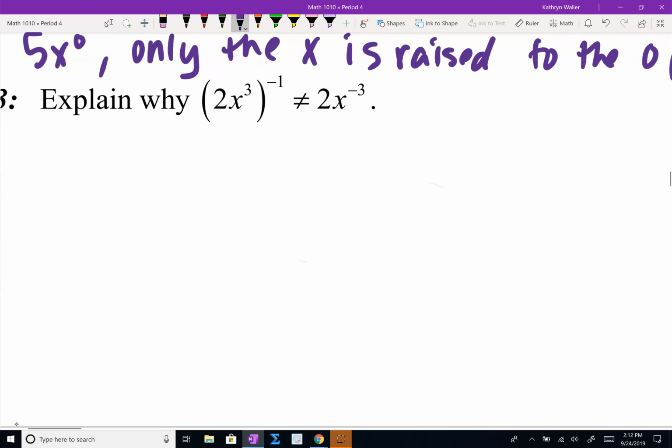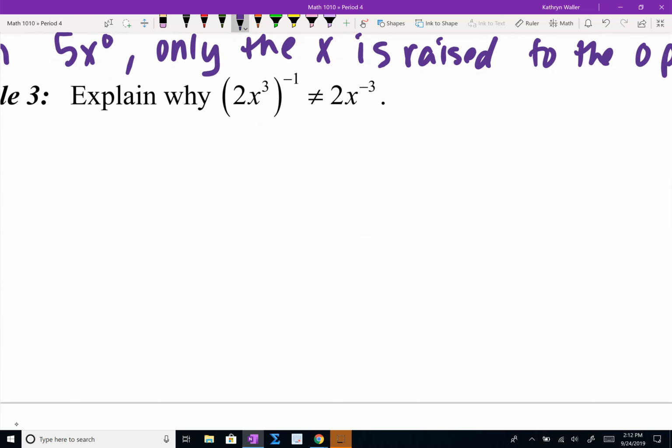Okay, here we go. Next one. They love these. My advice is evaluate the right, evaluate the left, show that they're not equal to each other, and then write a sentence. Look at the guy on the left. This exponent's a 1. So this is a 2 to the 1 times negative 1, which is a negative 1, and then an x to the 3 times negative 1 is a negative 3. On the right, you have 2x to the negative third.